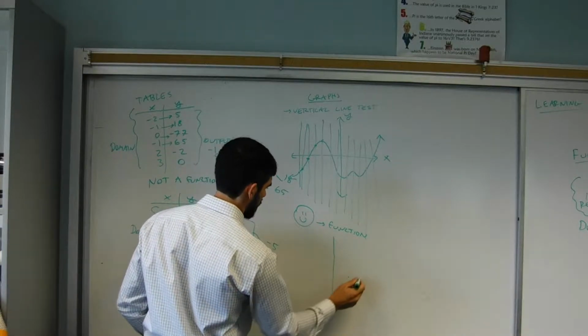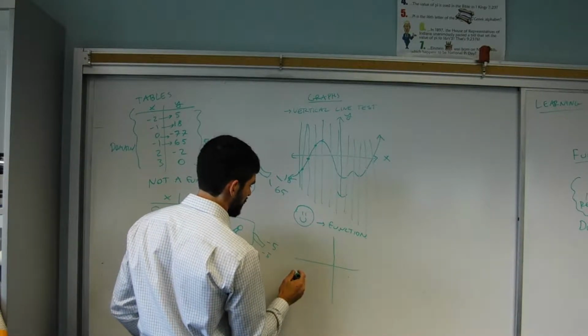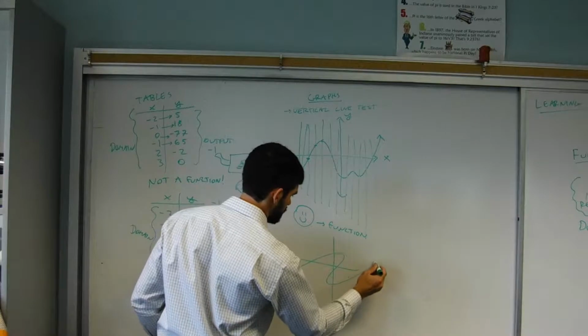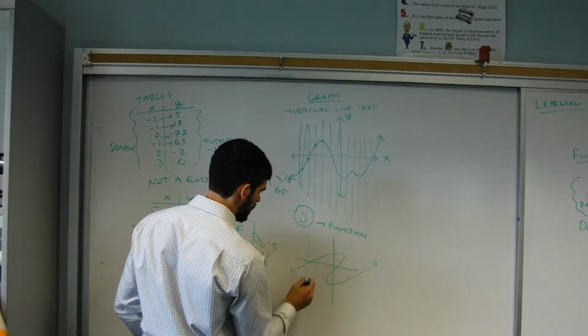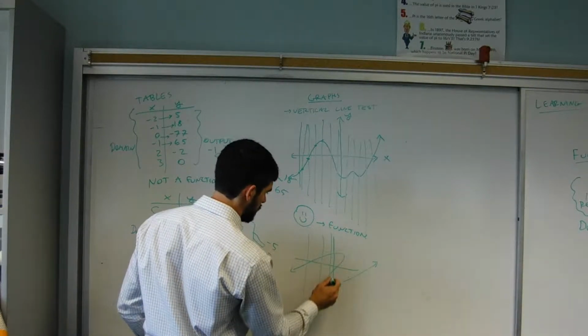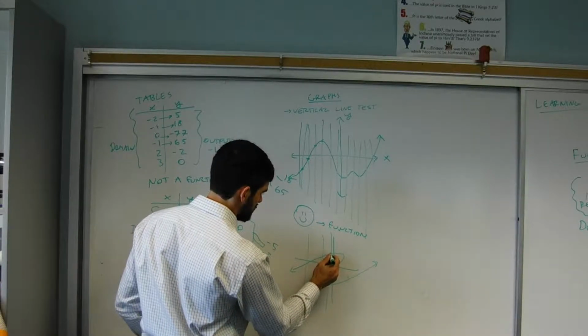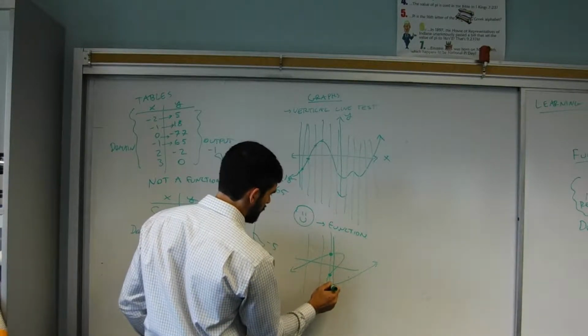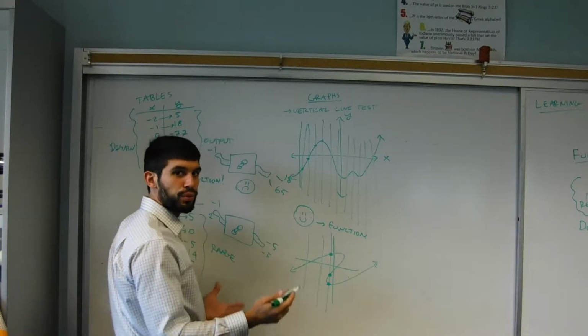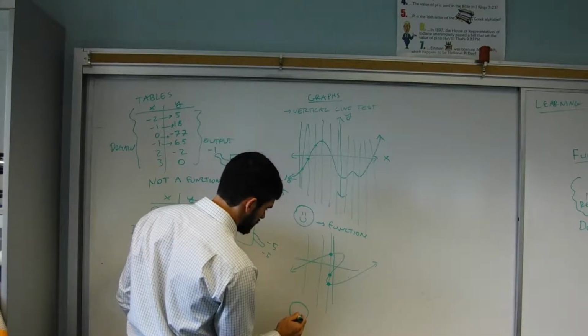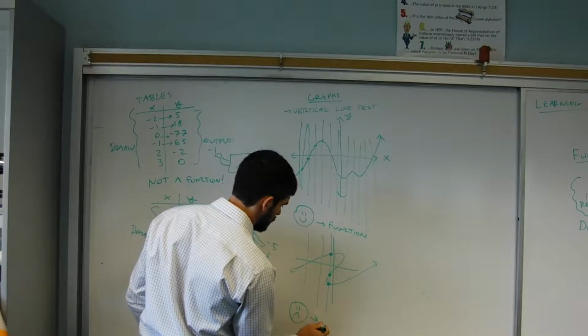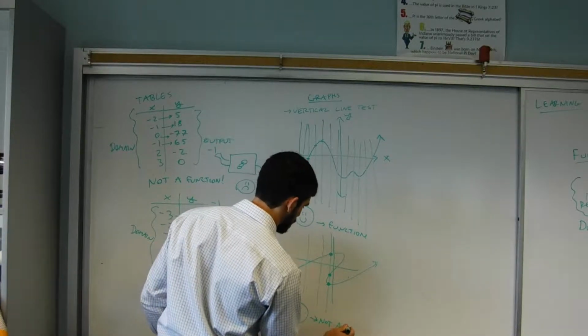Whereas suppose we have something that looks like this. So far we're good. So far we're good. But wait a second. You see this vertical line passed through 3 different points. So this one is not a function.